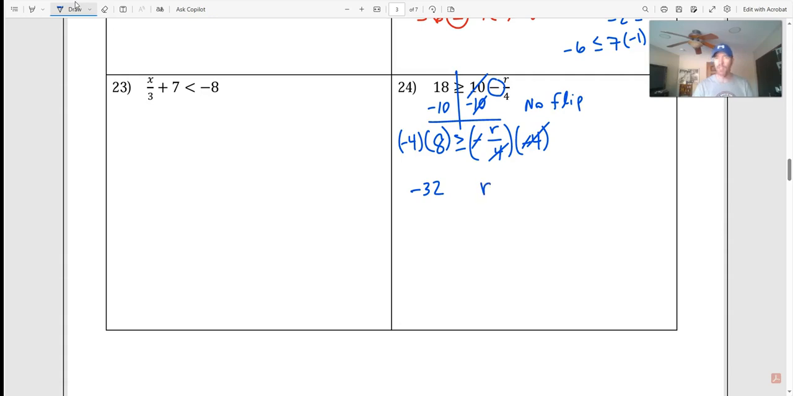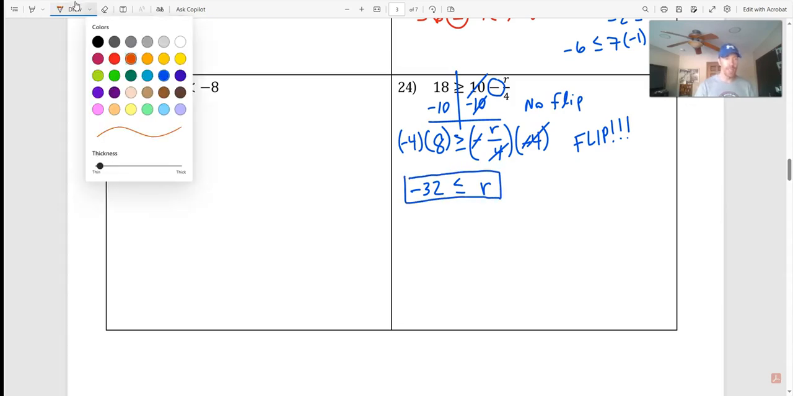We get 1r, positive 1r. I multiplied by a negative, so here I do flip. So that should become a less than or equal to, all right? And then again, the all-important check step.